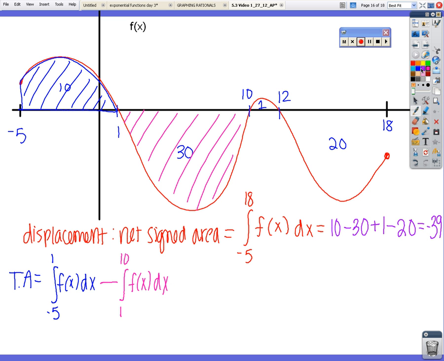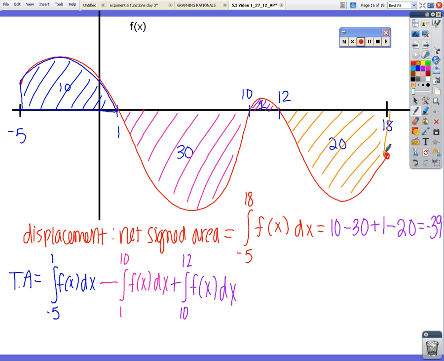And then I'm going to take this little piece here, which would be a positive area because it's above. Therefore, I put a plus. And then the very last piece would be this piece until 18. And that would look like this because it was underneath the x-axis, which means the integral value would be negative. I need to make the integral positive, so I subtract the negative.